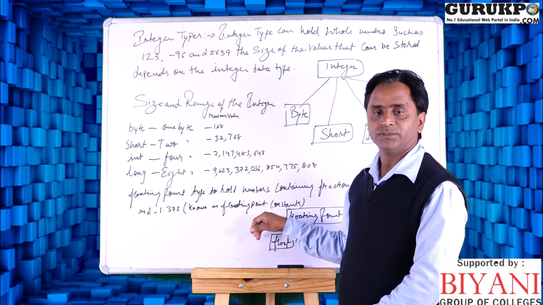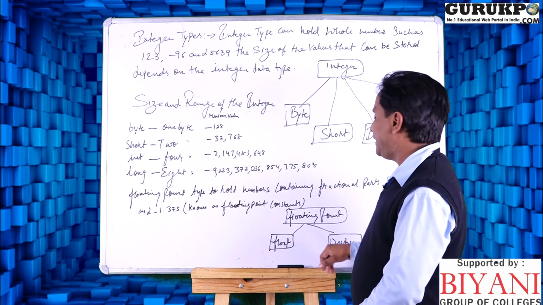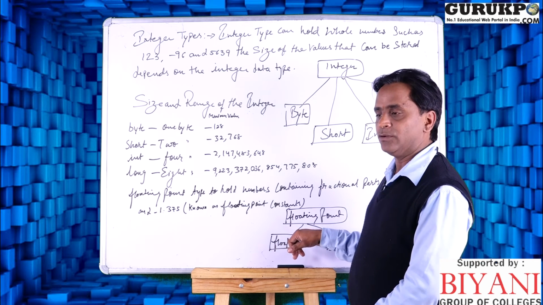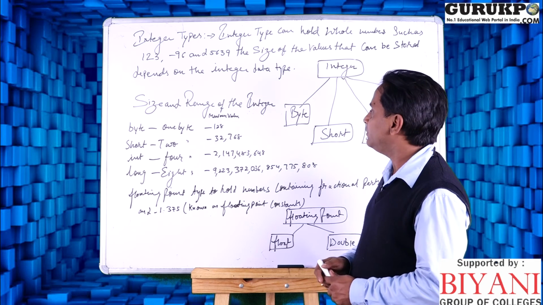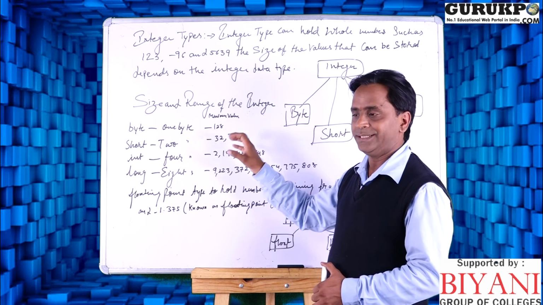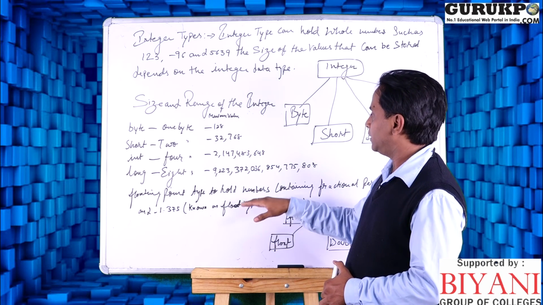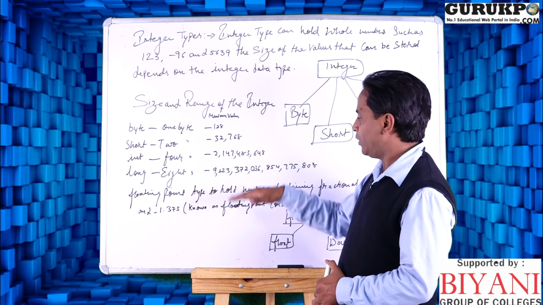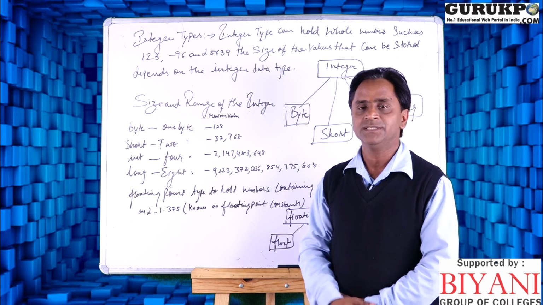Floating point constants can be divided into two parts, float and double. We have to decide these two data types and their sizes also. They can be used in a program. After floating point, we will discuss the next topic.